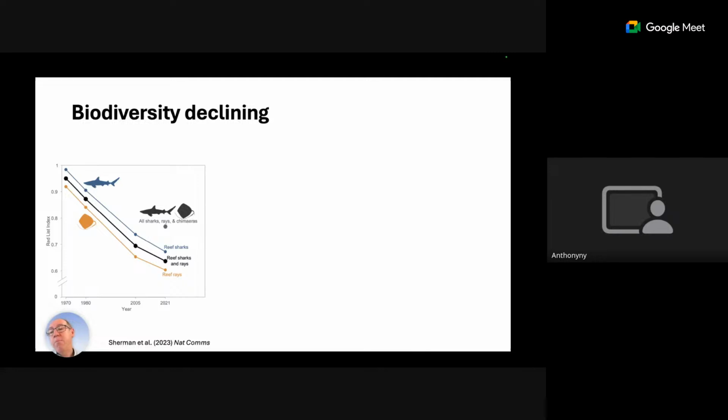So here's an example from the IUCN. Here you can see that it's for sharks and rays. And this is a Red List Index, so looking at threatened and endangered species. You can see that the Red List Index has been declining. This is basically a proportion of the pristine biomass. And you can see that a lot of these species are declining.